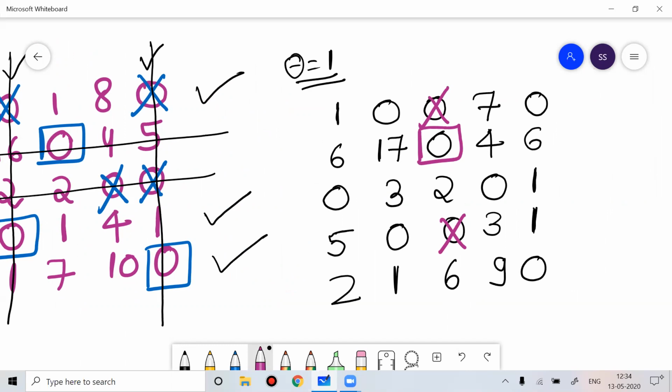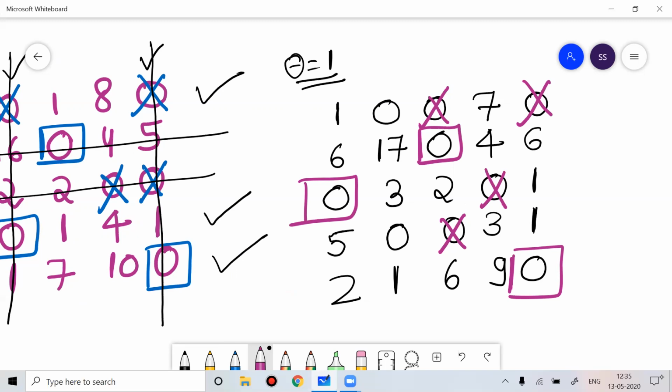Now third row, nothing can be done. Fourth row, nothing can be done. Fifth row, 1 0, do allocation. First column, 1 allocation, 1 0, do allocation. Second, do not touch. Third, do not touch. Fourth, do not touch. Fifth, do not touch.